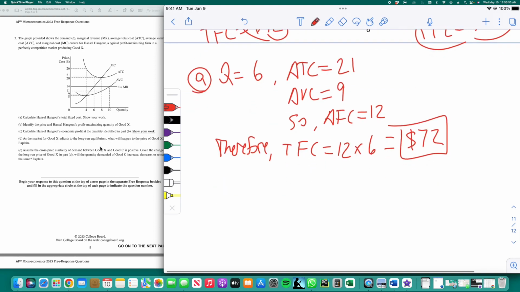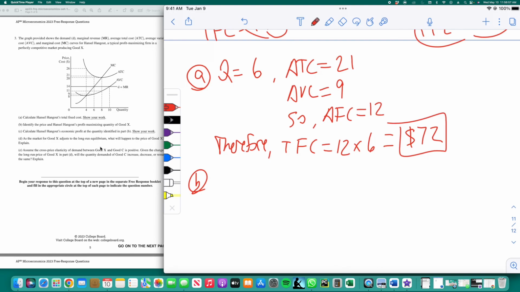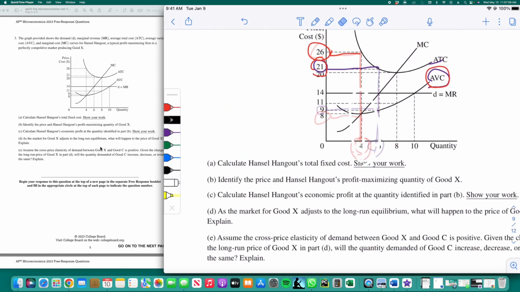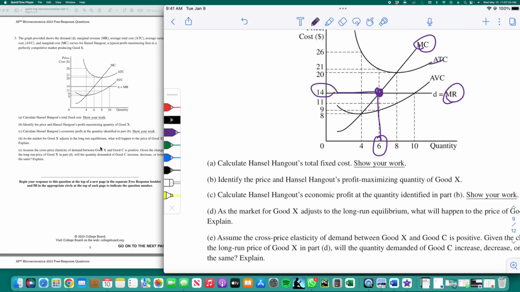Okay. Part B. Part B says identify the price and Hansel's Hangouts profit maximizing quantity. Remember, profit maximizing happens where MR equals MC. So let's go to the graph here. As you can see, your profit max happens right here, where MC equals MR. So to find quantity, you're going to go straight down. That gives you 6. And to find price, you're going to go up to demand, which is 14.